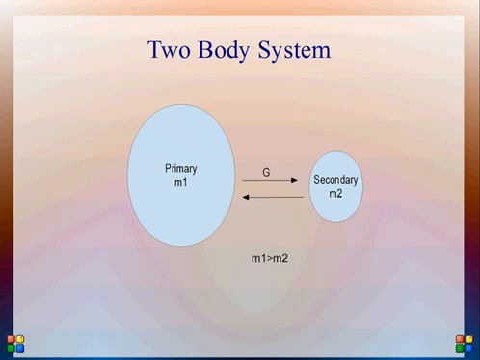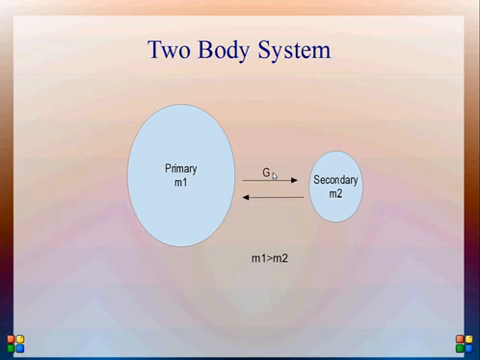The more massive body, sun, is called the primary body and the other one, that is the planet, is called the secondary body. These two bodies in space interact with each other through a gravitational force called G.